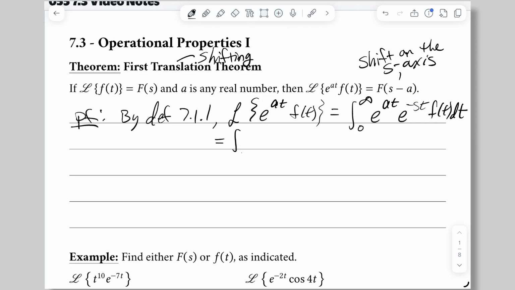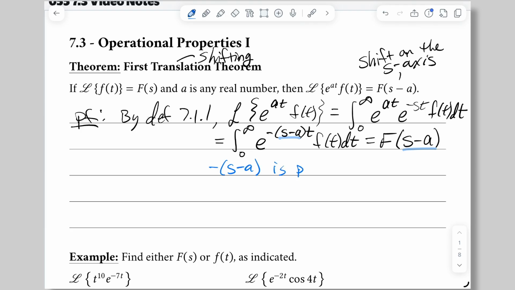We can rewrite this integral combining the exponential factors as the integral from 0 to infinity of e to the negative of s minus a times t, factoring out that negative and the t, times f of t dt. Well, this is exactly the Laplace transform of f, but instead of having a negative s up in the exponent, we have an s minus a in the exponent. So that negative of s minus a is playing the role of negative s.